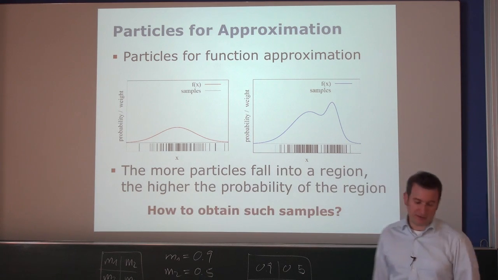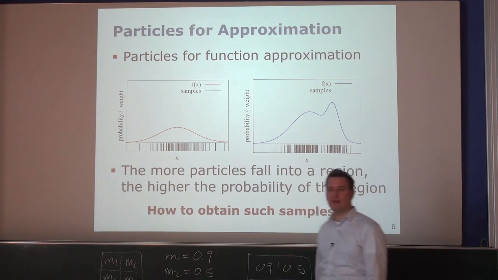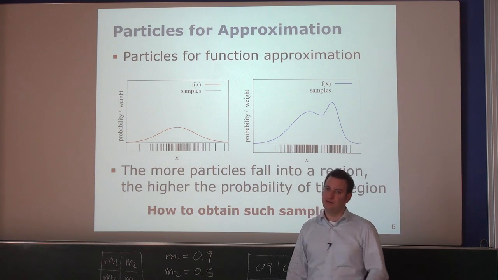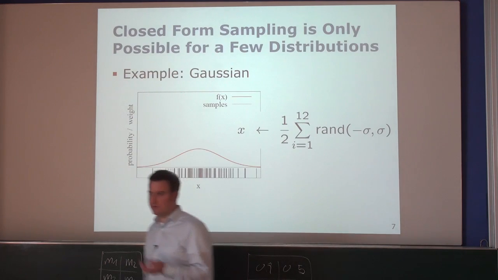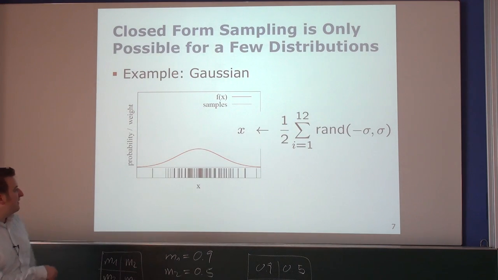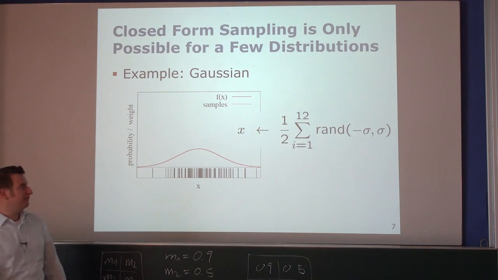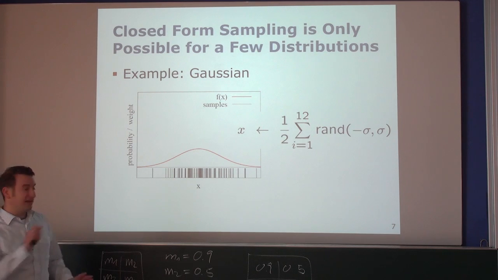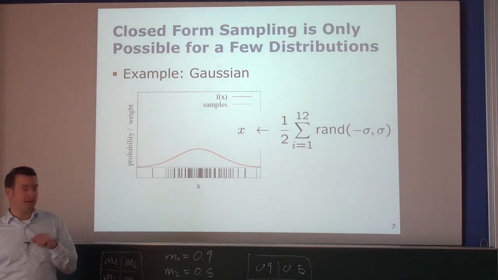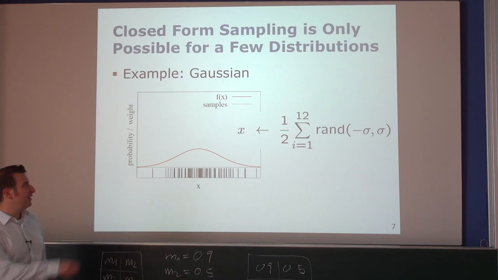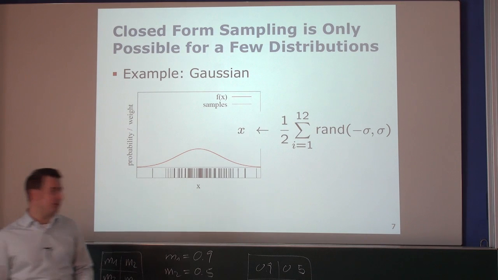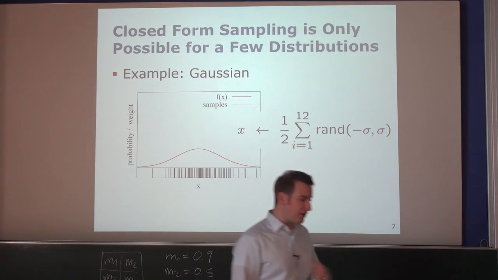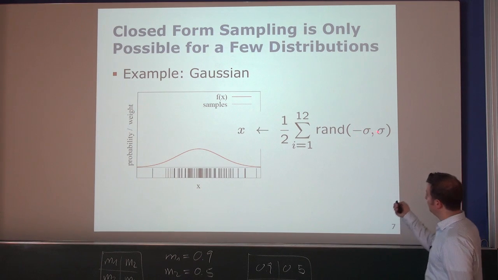And the question is now, how do we obtain those samples? How can we actually generate those samples? The thing is, it can be tricky. There are some distributions for which I can sample in closed form. One example is the Gaussian distribution. If I want to generate samples from a Gaussian distribution, there's one technique to do that. Just take 12 random numbers between minus and plus the standard deviation of the Gaussian distribution, sum all of them up and divide it by 2. This generates samples from a Gaussian distribution that is centered around 0 with this standard deviation.